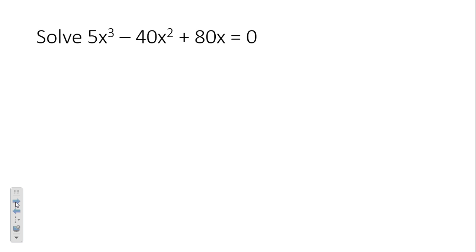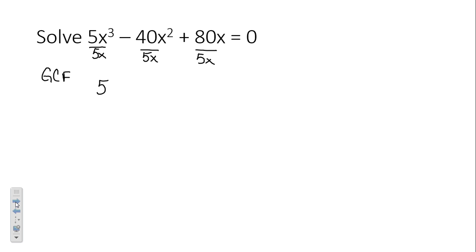Do any of our factoring strategies work with this one potentially? GCF, okay? What do they have in common? 5x. So let's take that 5x out. We're going to try to find the greatest common factor. We'll take a 5x out of everybody. We can't just take it out of 1 or 2. We have to be fair to everybody.